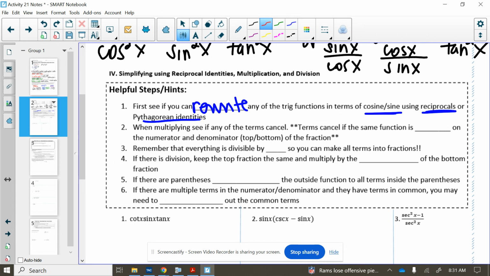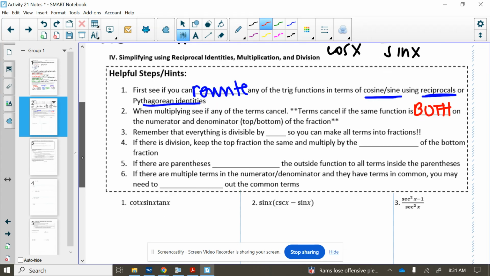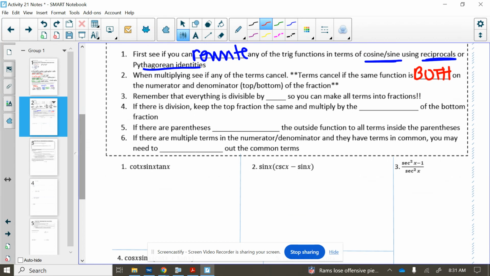When we are multiplying, we want to see if things will cancel out. Remember, it's only going to cancel if it is located in both the numerator and the denominator of our fractions. Remember, everything is officially divisible by 1, so you can make all terms into fractions as necessary. Just divide it by 1 if needed.